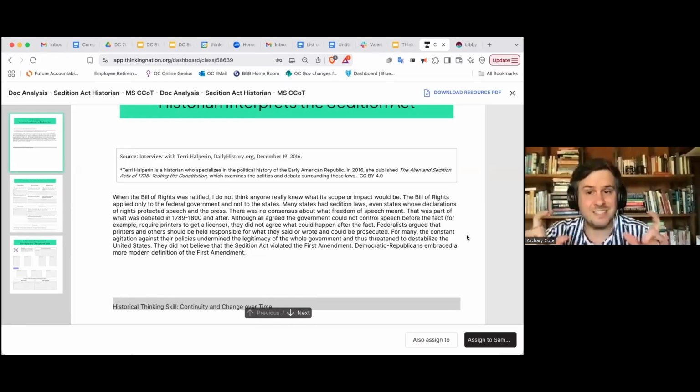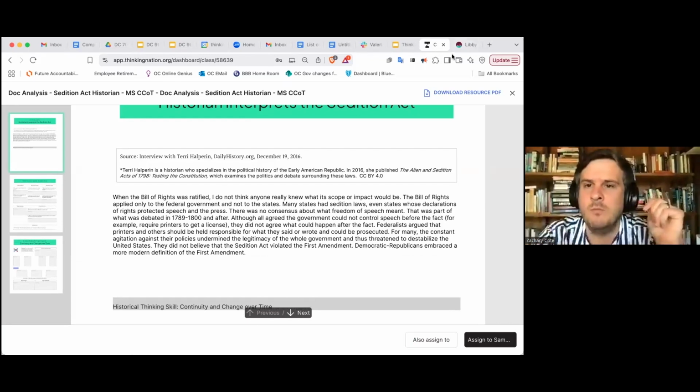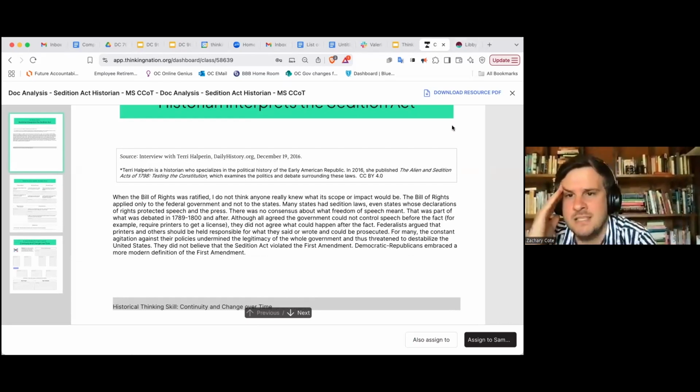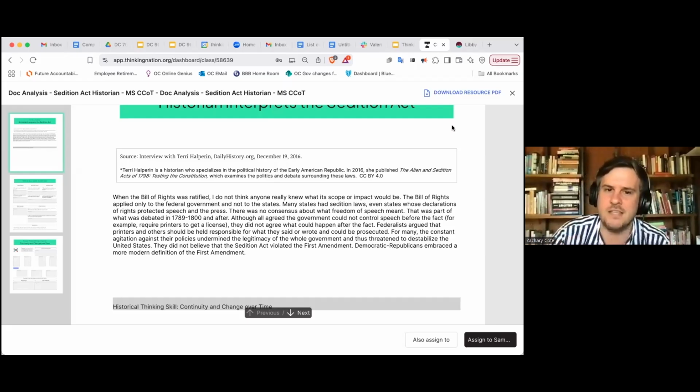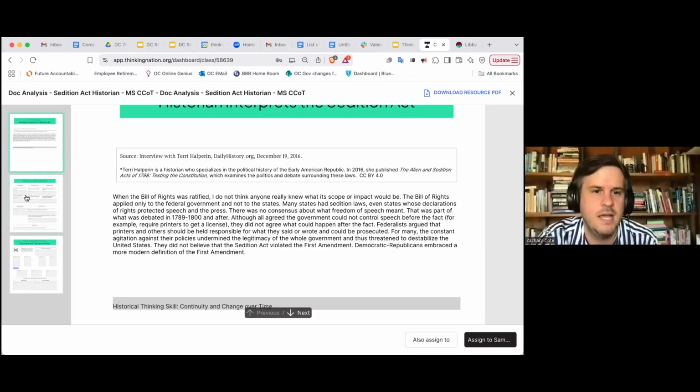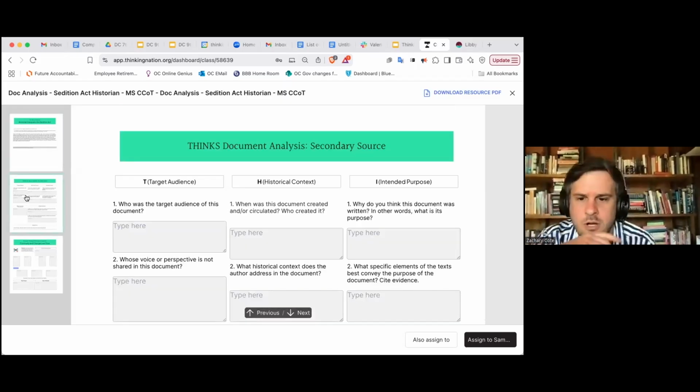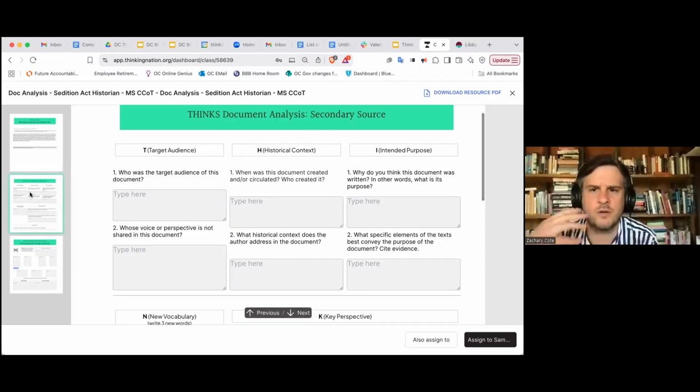You can see this is a pretty short excerpt. One thing that we really want to emphasize is quality over quantity, and I think most of us know that to be true. When it comes to whittling down sources, we often prioritize quantity and things get lost. But we want to provide structured ways to analyze with quality. So here's a source, and then this is our THINKS protocol. Just a quick run through that.